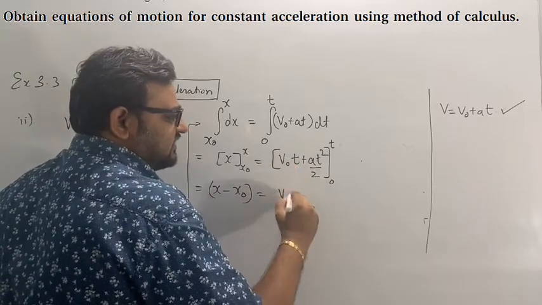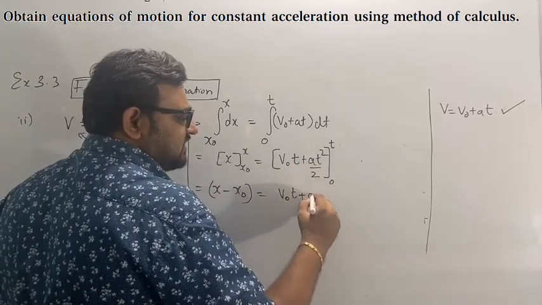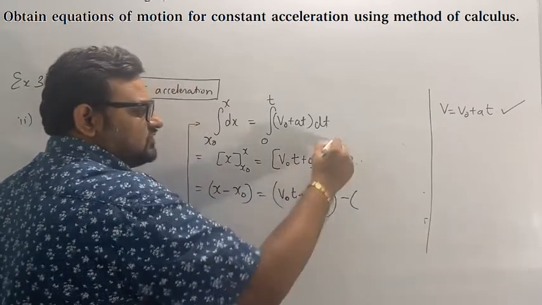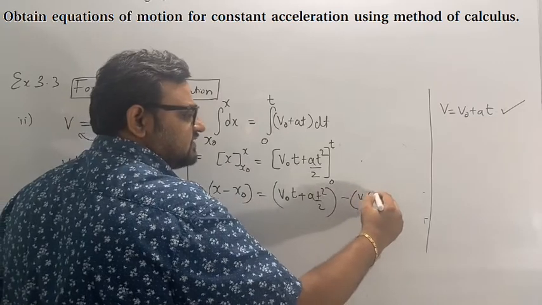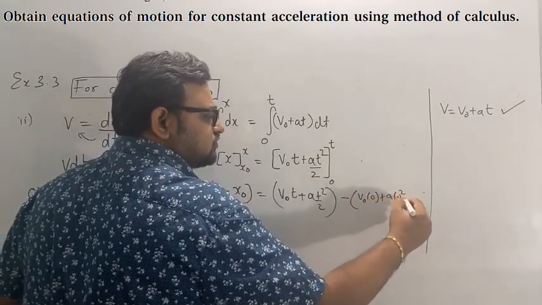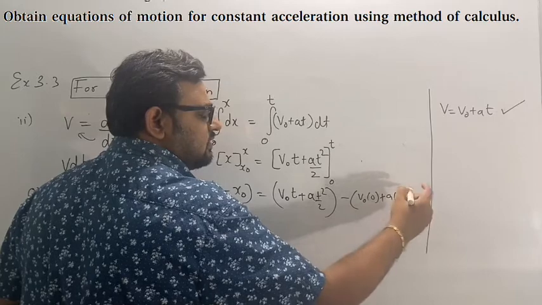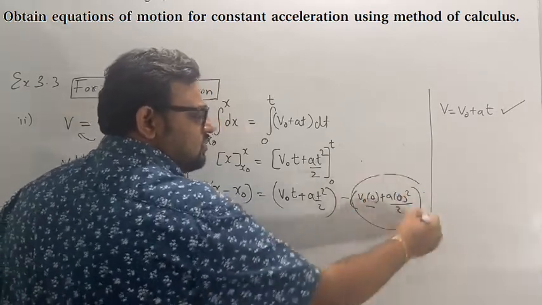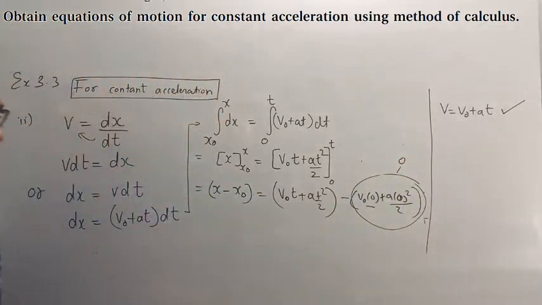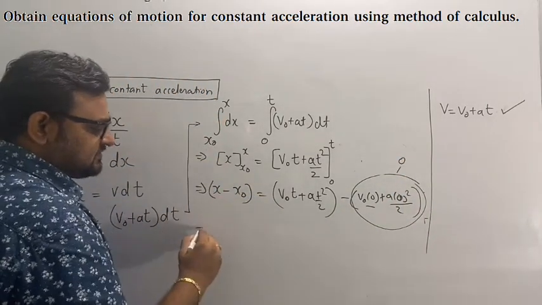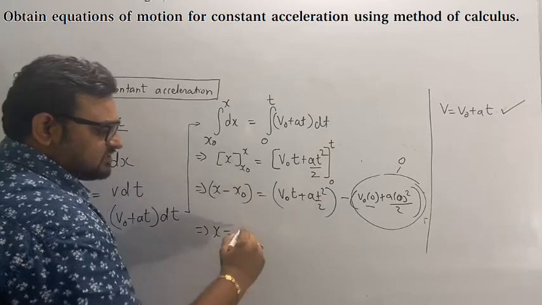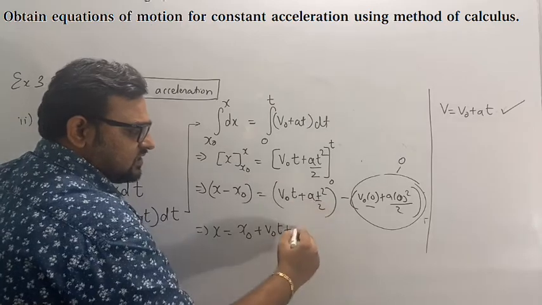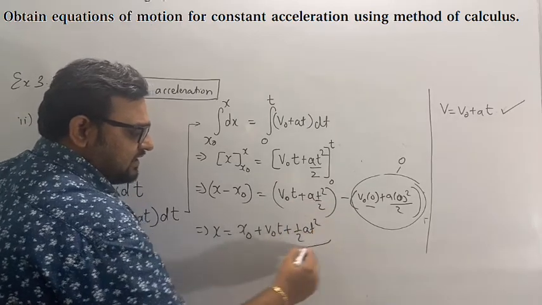V0 t, V0 as it is, t plus a t square by 2 minus V0 into 0, that is 0, plus a into 0 square by 2. So 0 plus 0, this will be equal to complete 0. Clear? So that implies x, when I take this x0 on this side, x equals x0 plus v0 t plus 1 by 2 a t square.